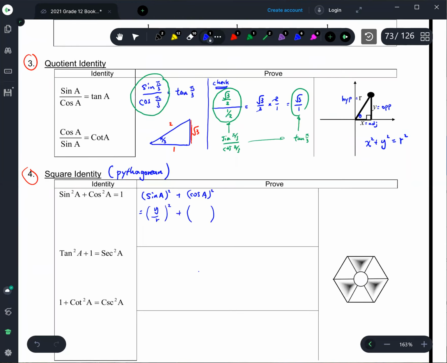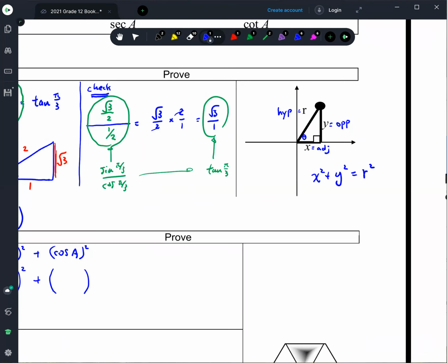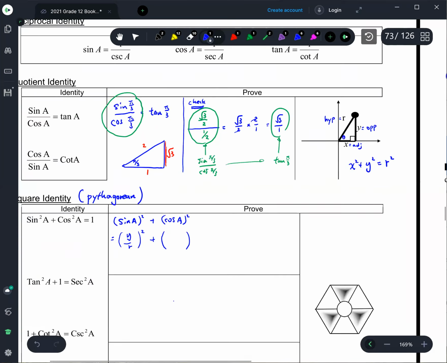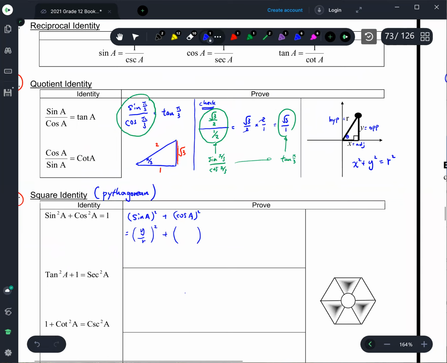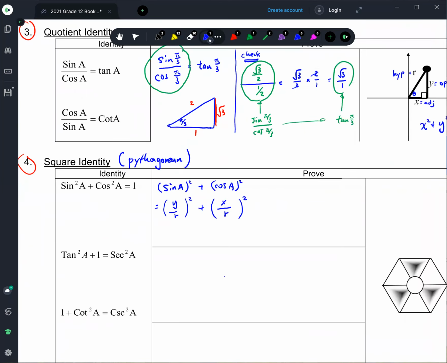Adjacent over hypotenuse. So from the picture, it will be what over what? X over R. Yeah, X over R, very good. Adjacent is the X over R. And then we have squared. So we want to show that this thing will somehow become one.